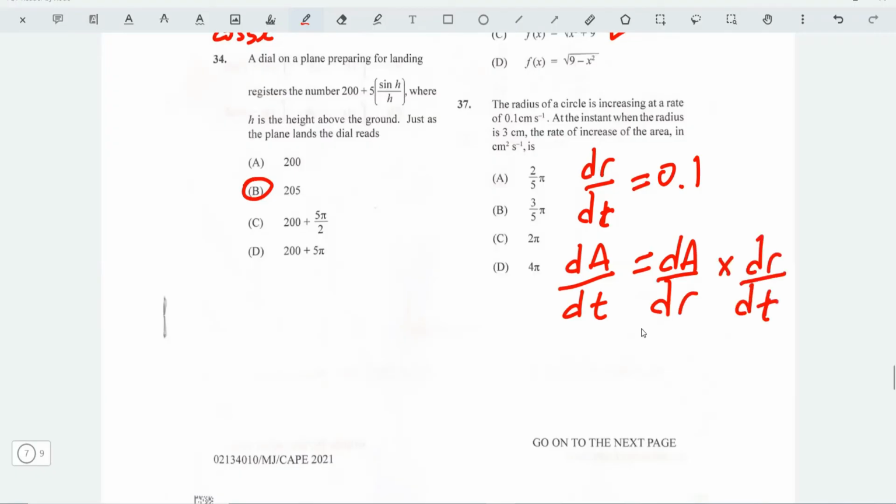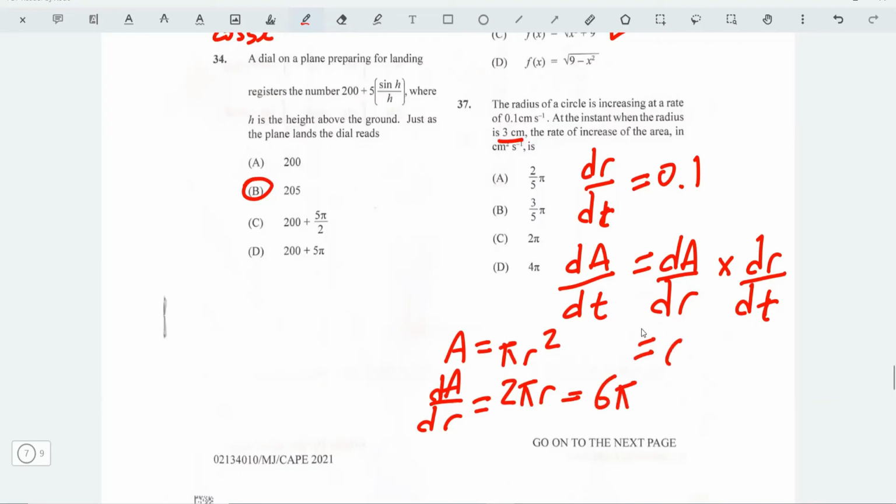Now what's dA by dr? The area is pi r squared, so dA by dr is going to be 2 pi r. You plug in when r is 3: 2 times 3 is 6 pi. So dA by dt is 6 pi multiplied by dr by dt, which is 0.1, or 1 over 10. That works out to be 6 pi over 10, which is 3 over 5 times pi. Option B.